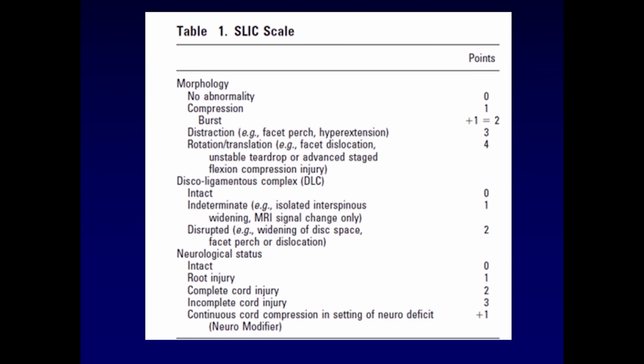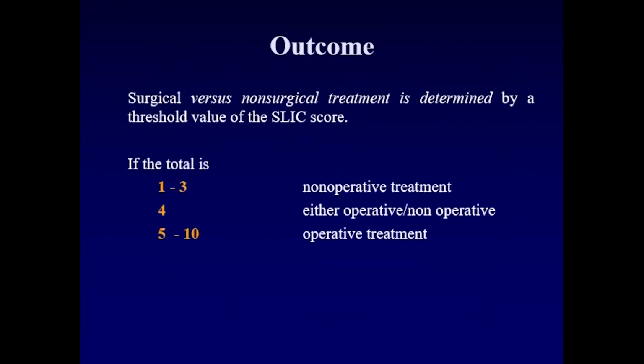Surgical versus non-surgical treatment was determined by the total score the patient had. If it was from 1 to 3, non-operative treatment. If the patient had a score of 4, this was a gray zone with either operative or non-operative treatment, and if the patient had a score of 5 to 10, operative treatment was indicated.